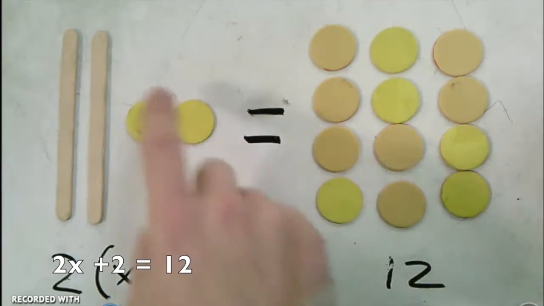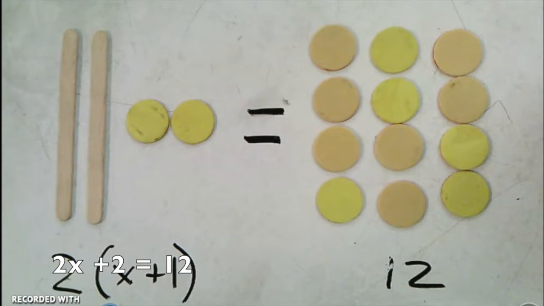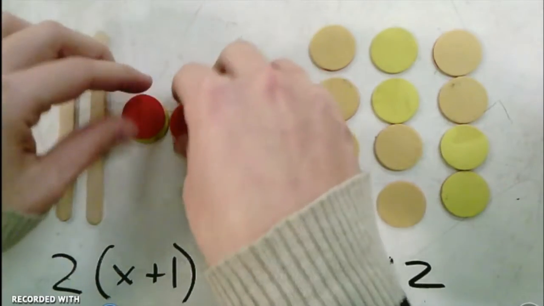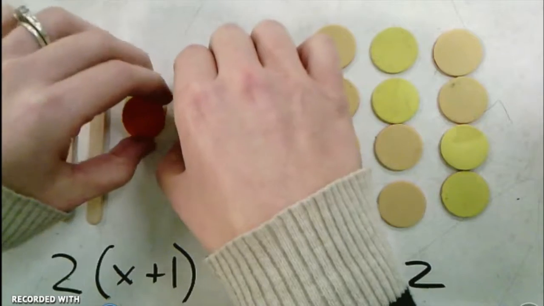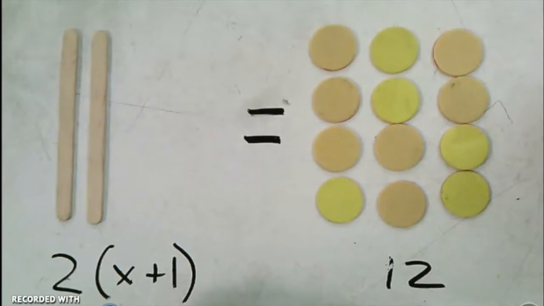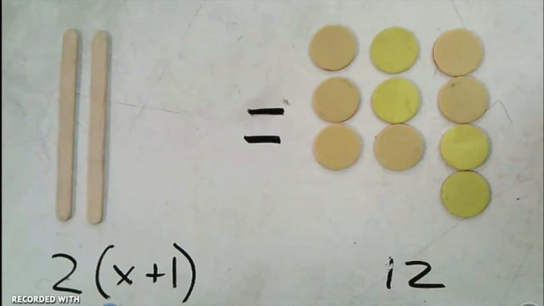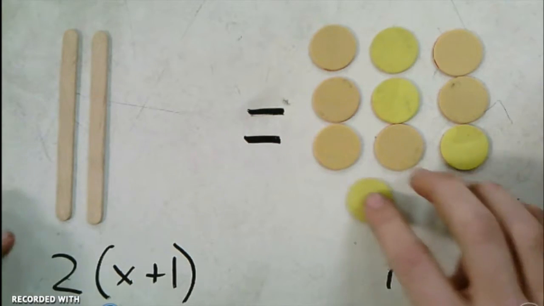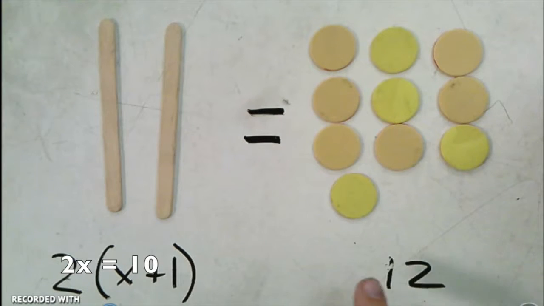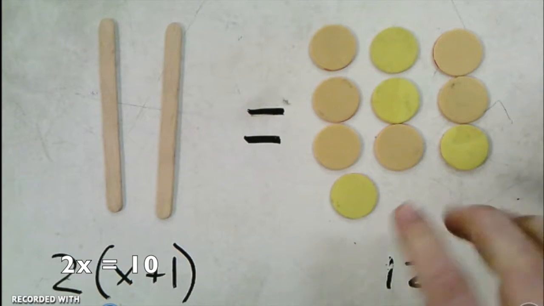In order to get rid of the thing that's being added or subtracted to my x, I'm going to add 2 negatives. So I'm adding negative 2 here, which gets rid of those. Whatever I do to that side, I need to do to this side. So I add negative 2 there. And now I'm left with 2x equals 10.